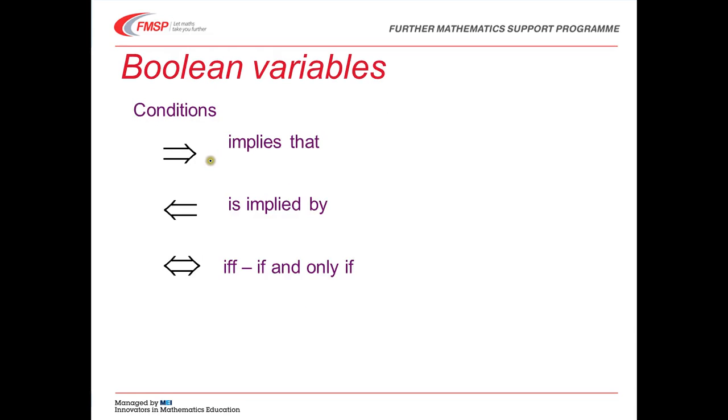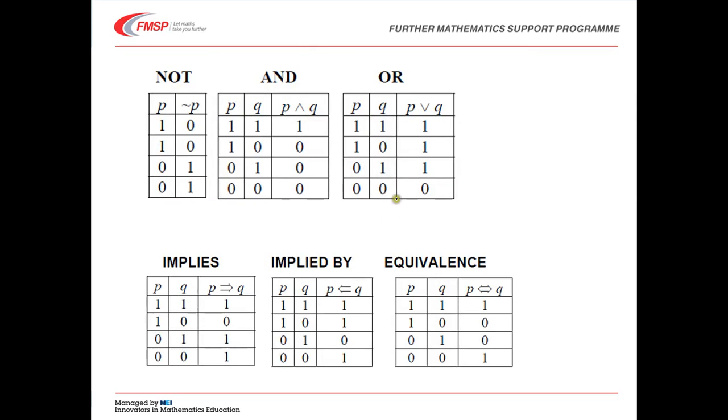You also need to understand the arrow there that implies that, and if we put it the other way round, it's is implied by, and if you've got a double arrow like that, it works in both directions, so that's if and only if. These are our basic truth tables. So the truth tables for not, and, or, implies, implied by, and equivalence are all things that you need to know so that you can fill in the tables in the questions.